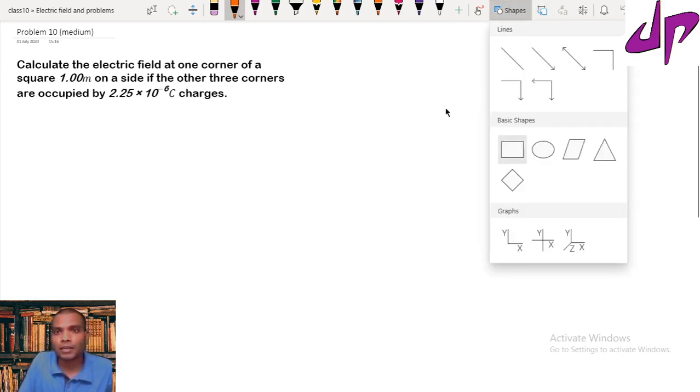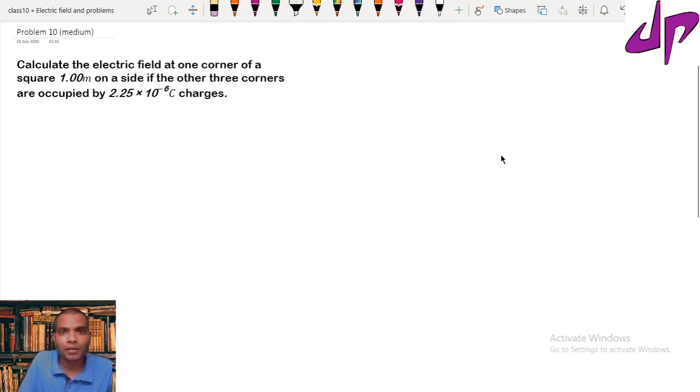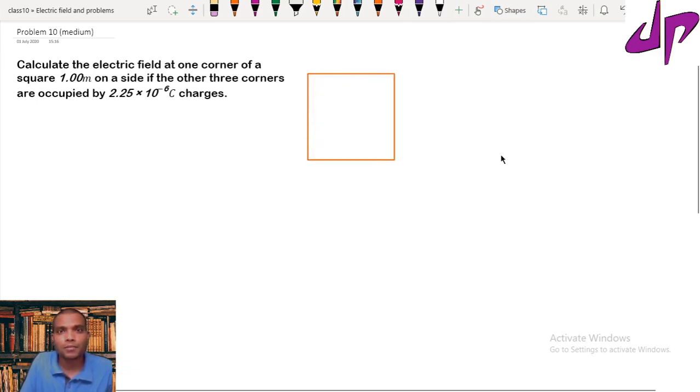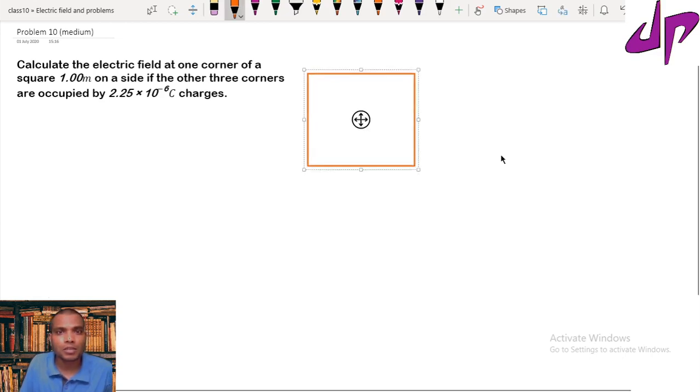So for that I need a square. Suppose you draw a square here. So this is a square of side 1 meter. Let me call the distance d equal to 1 meter.